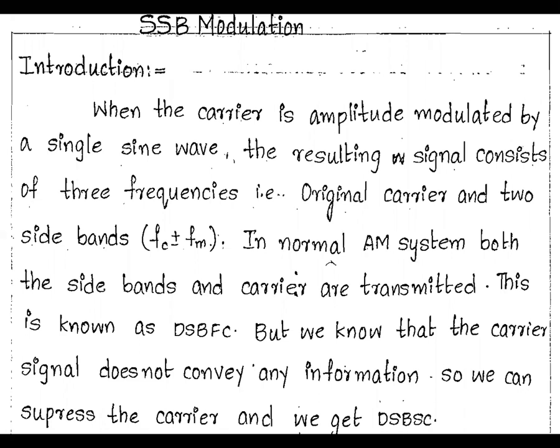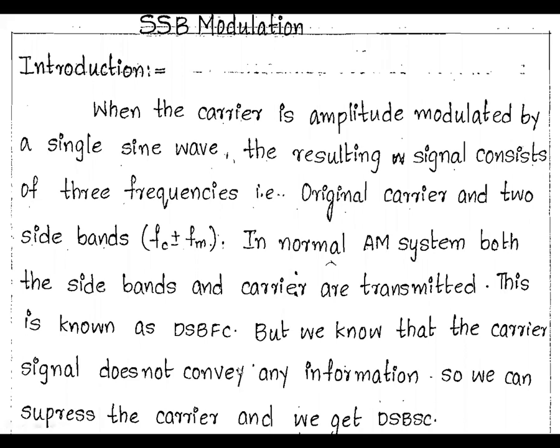sine wave, the resulting signal consists of three frequencies. One frequency is the carrier, and the other frequencies are sidebands. One is the upper sideband, another is the lower sideband. FC plus FM is the upper sideband, FC minus FM is the lower sideband. So when a single signal is modulated, three components appear: the original carrier, and the lower sideband and upper sideband.